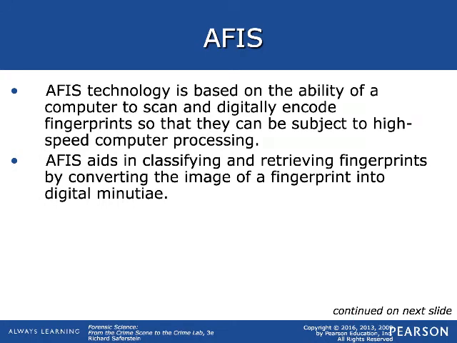Okay, now AFIS. AFIS is the Automated Fingerprint Identification System. So we should have that written on here somewhere. AFIS is based on the idea that the computer can scan and digitally encode the fingerprints so that the computer can process hundreds of thousands of them in a second. So it's the idea that a person doesn't have to do it, the computer can do it. AFIS aids in classifying and retrieving fingerprints by converting the image of a fingerprint into digital minutia.